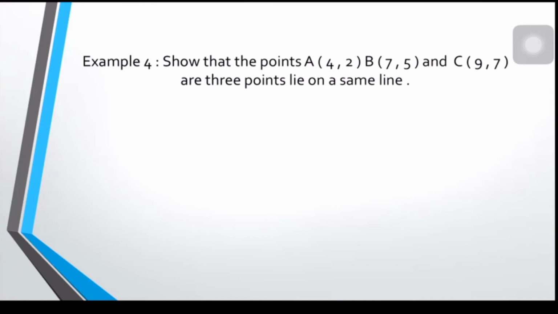Now example 4. Show that the points A 4, 2, B 7, 5 and C 9, 7 lie on the same line. So first write the given points. Given A 4, 2, B 7, 5, C 9, 7 points.